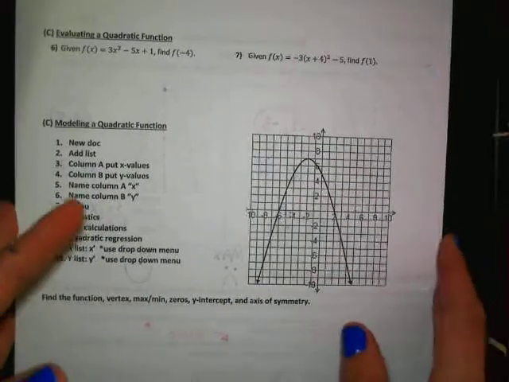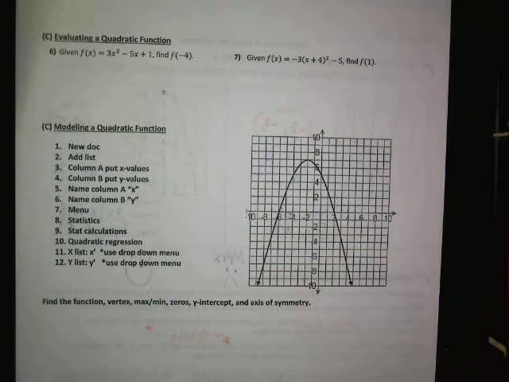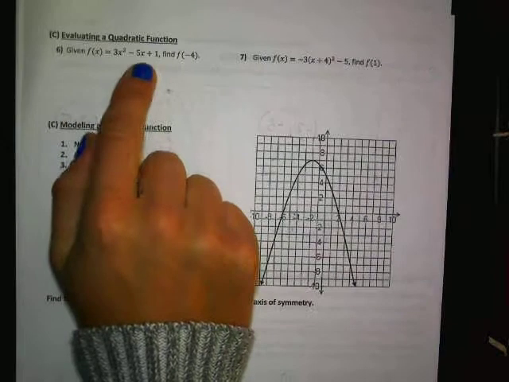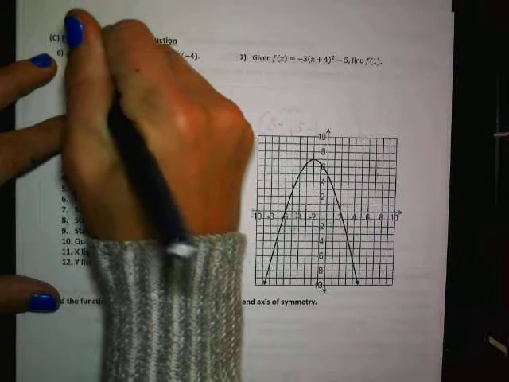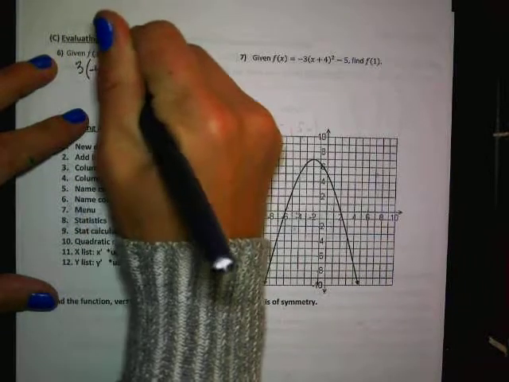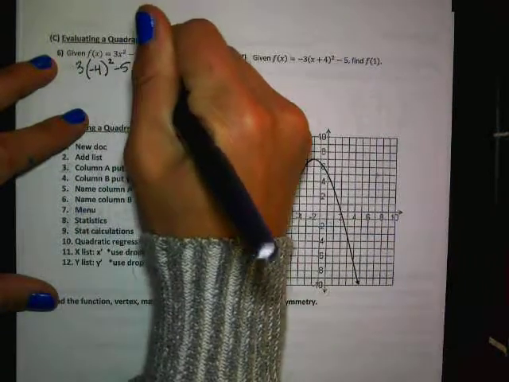Okay. Flip it over. Number 6 and 7 should be pretty much give me problems. I give you f of x is 3x squared minus 5x plus 1, and I want to find f of -4. So in place of x, what are we plugging in? -4. So 3 times -4 squared minus 5 times -4 plus 1.